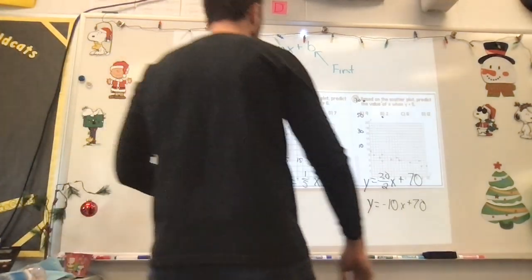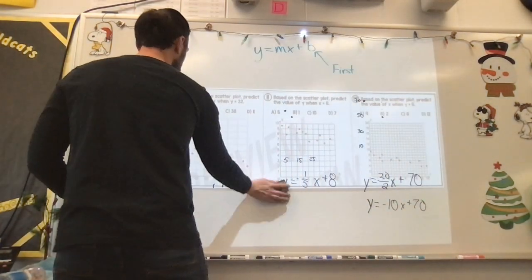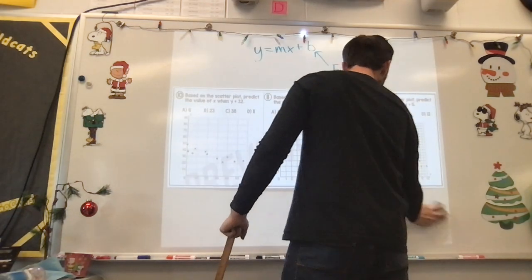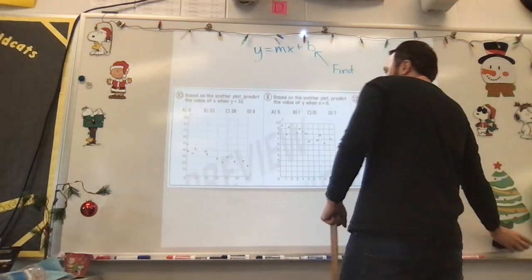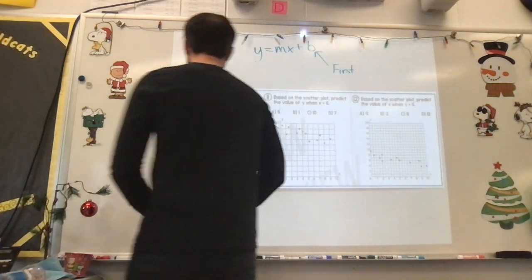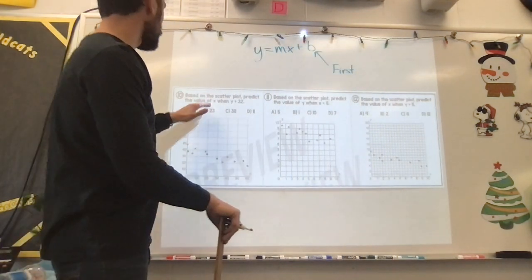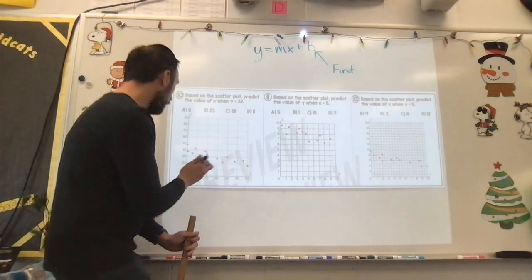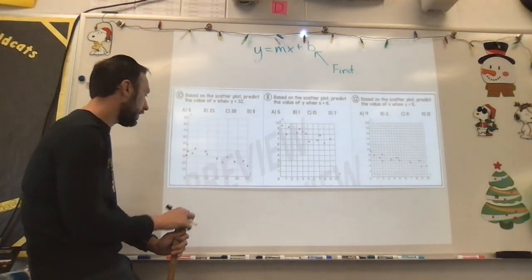And let's do this one right here. This one is a little bit different. They do not have the line of best fit, and you don't have to draw the line of best fit. You have to just predict, given the information they give you. So based on the scatter plot, predict the value of x when y equals 32. Well, this is my y-axis. Y would equal 32 right about there.